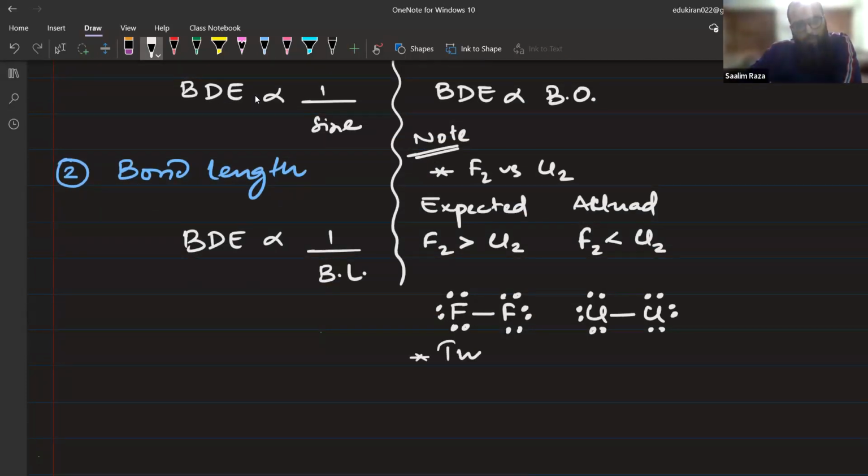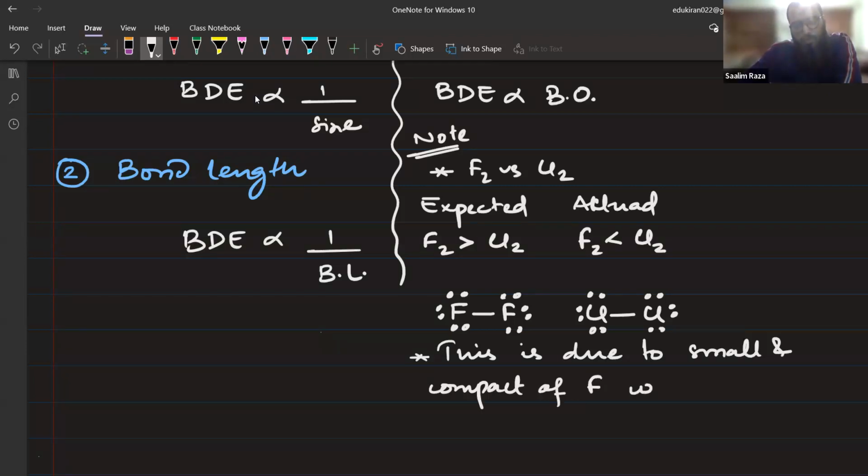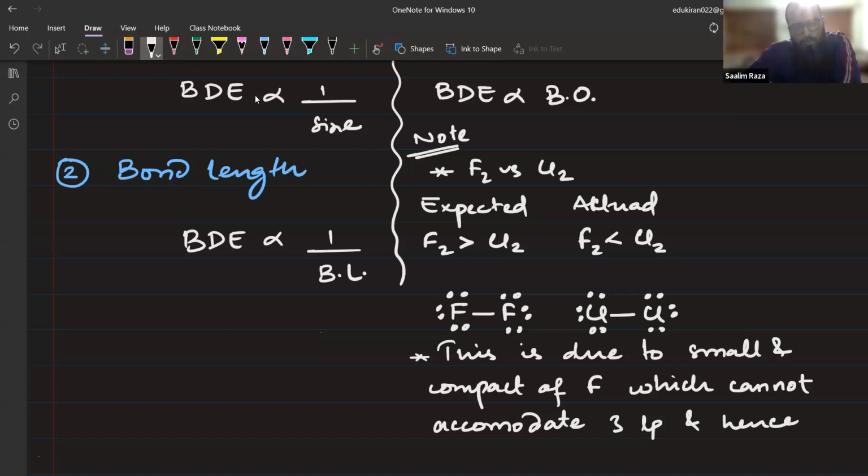This is due to small and compact size of fluorine, which cannot accommodate 3 lone pairs of electrons, and hence can be easily broken. So please write this down. Let me know once you're done.